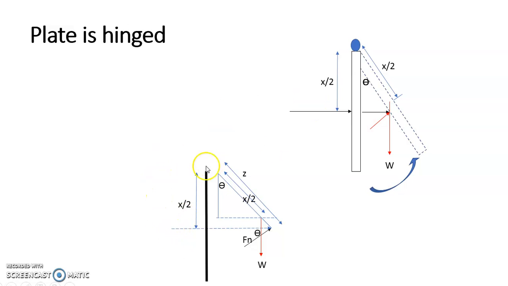So the earlier dimension of the plate is this. This was the plate. X by 2 was the distance from one end to the center of gravity. The same travels an angular distance of theta, and x by 2 is this distance, not this one. This we call z, and at x by 2 distance W acts, and that is Fn, which is at an angle theta with respect to the center line of the jet. So I'll take a moment through the hinge.